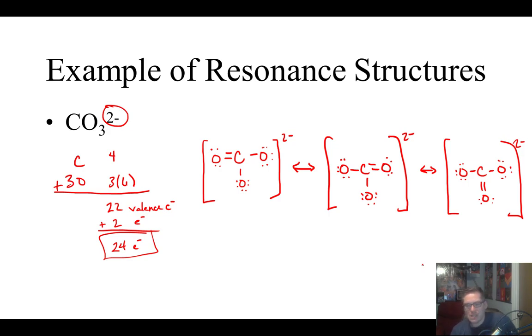Each one is equally valid, and really in nature, no single one of these exists. It's a combination of all 3 of them, where this double bond is delocalized. It's separated and shared between these 3 different bonds. You don't need to be able to draw these for our class, but I'll go ahead and draw this in real quick. So you've got this delocalized double bond that's represented by dashes between those 3 different oxygens.